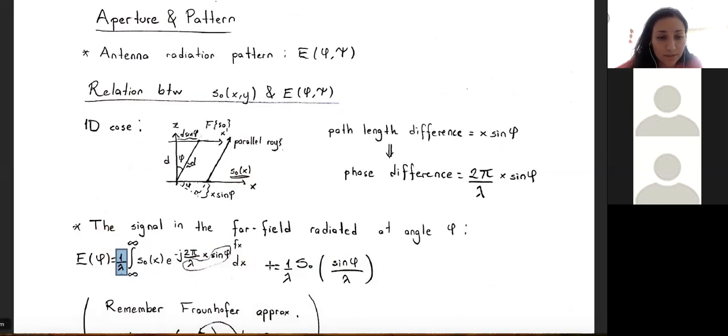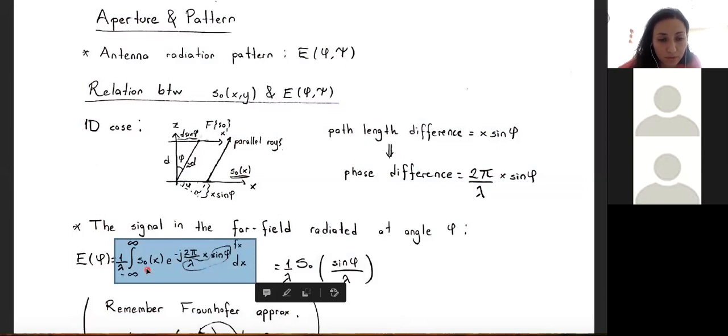So this is going to be our antenna aperture. We said that we are expecting to see in the far field the Fourier transform of whatever we had in this plane, or in this line. But if you look at this expression that we obtained, this is nothing but a Fourier transform as well. Notice, this is a one-dimensional Fourier transform.